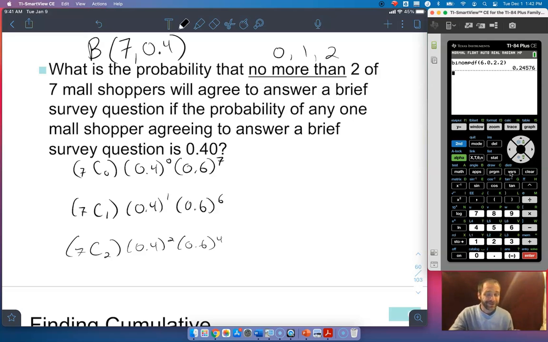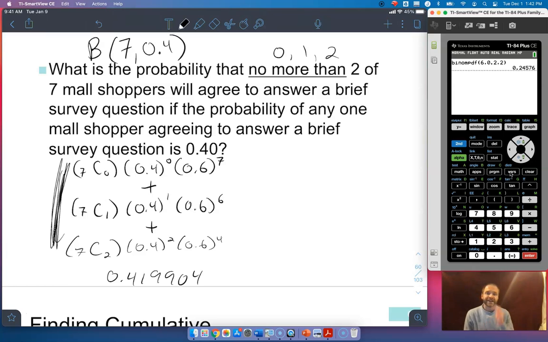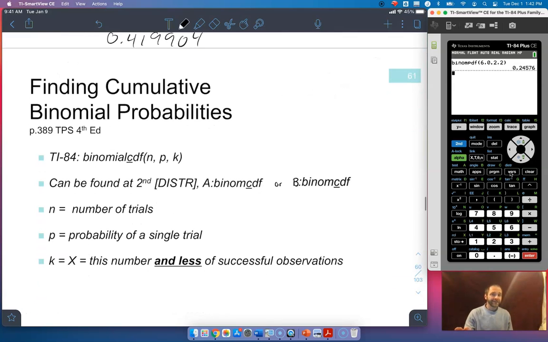I would have to calculate all those, and I would have to go plus, plus. And when you do that, by the way, you're going to get 0.419904. But you would have to type each one individually in your calculator. Now, I'm going to expect you to write this down, because that is the situation of it. That's what you're trying to analyze. But I don't want you to calculate that all by hand. I really think you should probably learn how to use your calculator.